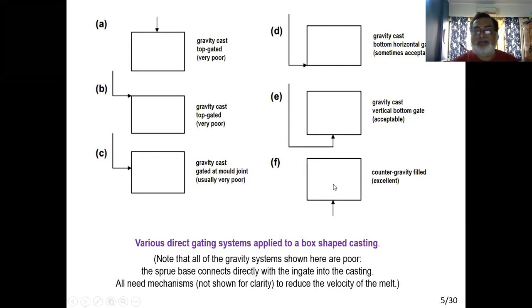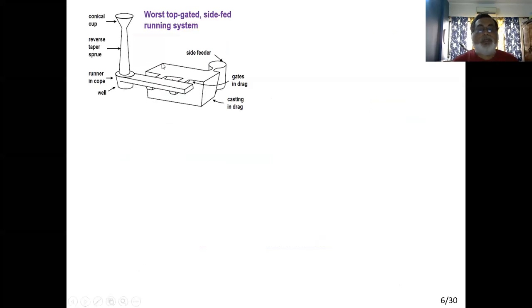We'll talk about this a little bit later. By the way, this is the excellent pouring system. We'll tell why later. So if we see the whole running system with the casting, this is a top gated system, and you will see this type of picture in the textbooks.